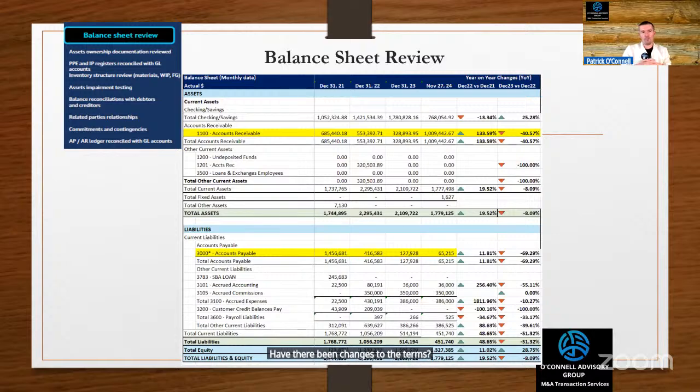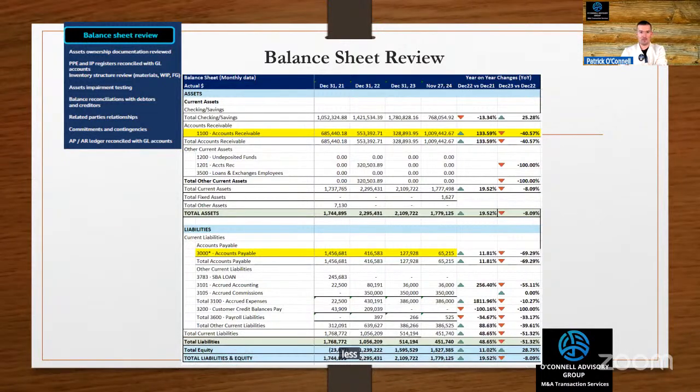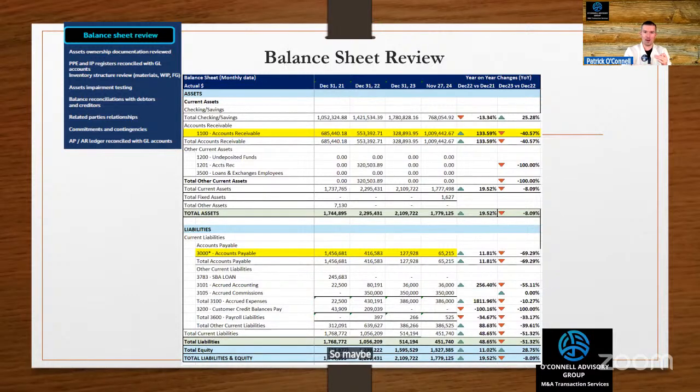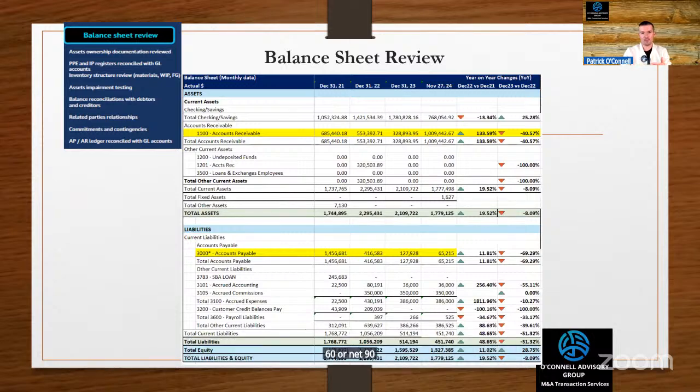Have you acquired new customers which may mandate less favorable terms? So I'll say that again. Have you acquired new customers that don't pay for 90 days? So maybe they're working with larger enterprises. Maybe they're working with municipalities, which have very rigid net 60 or net 90-day terms.